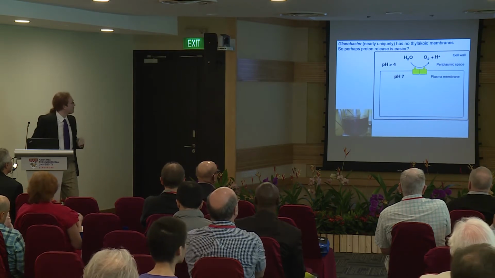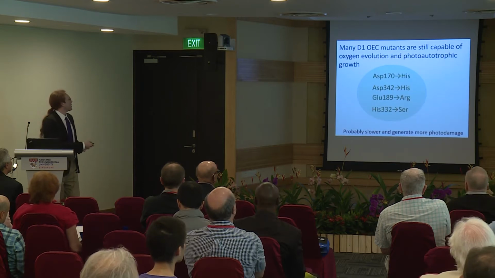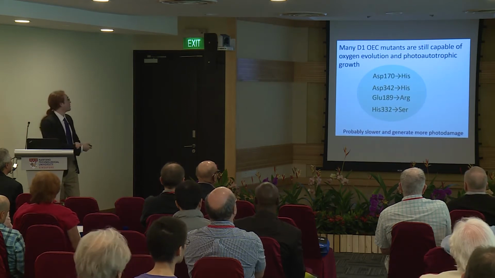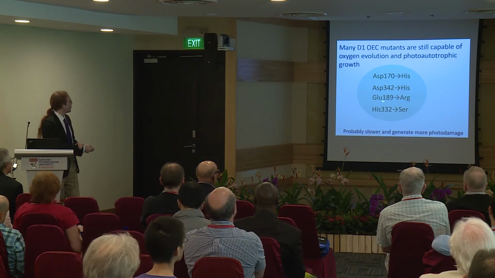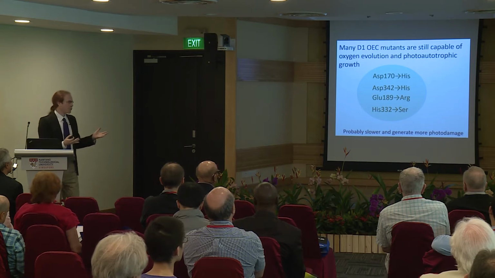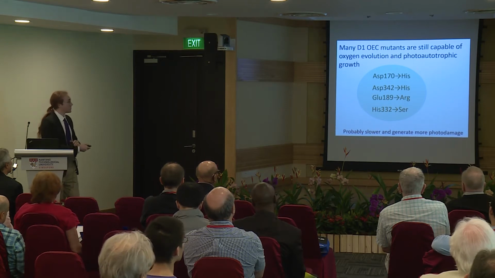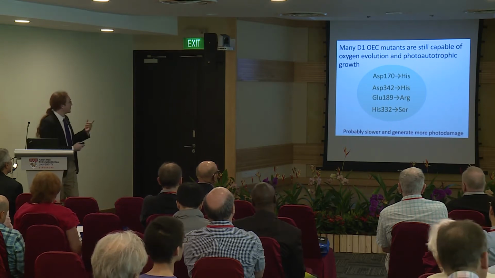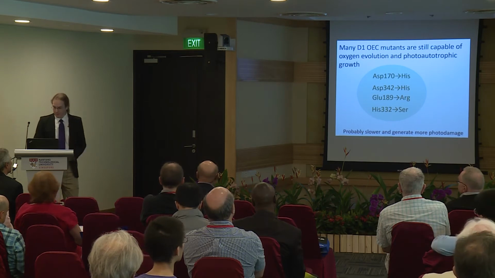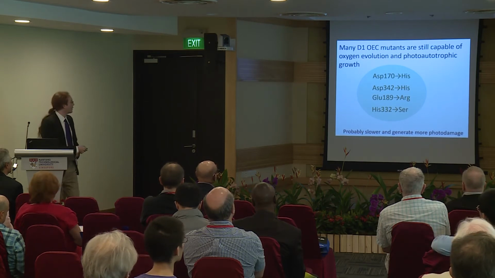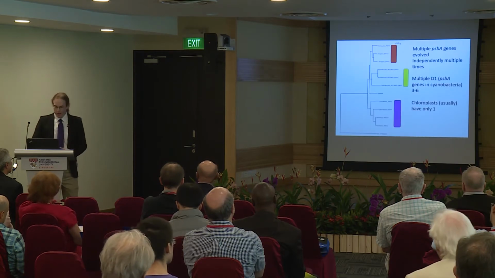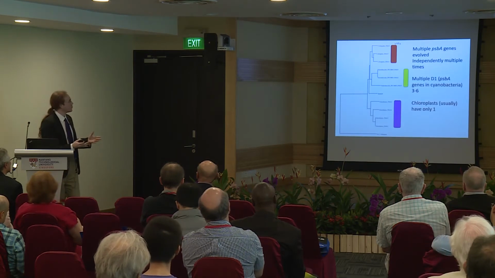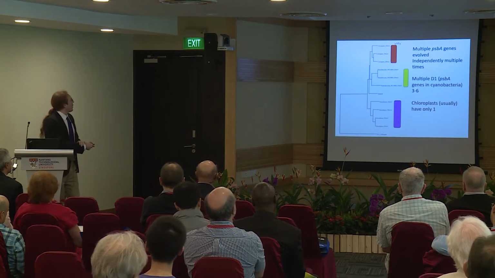But the main thing I looked at was D1. As I said, these are surprisingly tolerant of mutation. Things like aspartate 170 to histidine or glutamate 189 to arginine, which are pretty non-conservative changes, still evolve oxygen, although you never ever see these in biological sequences. They're not as good, but you might think that there would be conditions under which different residues would be optimal.